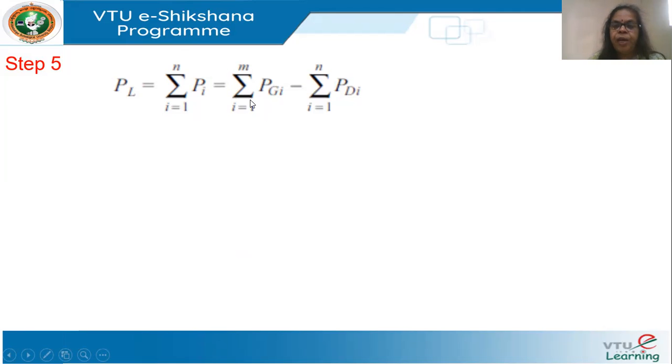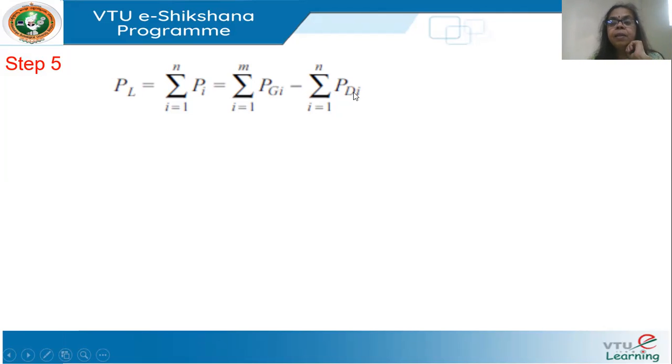The total generation is equal to the loss plus demand, right? So the loss is equal to sigma PGi minus sigma PDi. Again, I draw your attention to the indexes. So I have M generators, so I have i from 1 to M. Here the slack bus you have to include, because the slack bus will also provide for the loss.